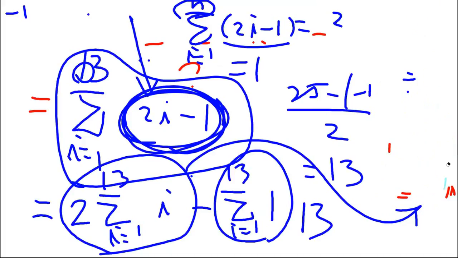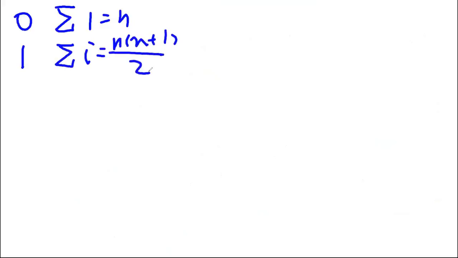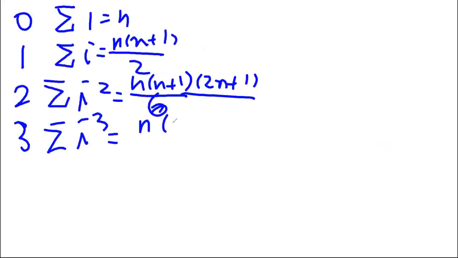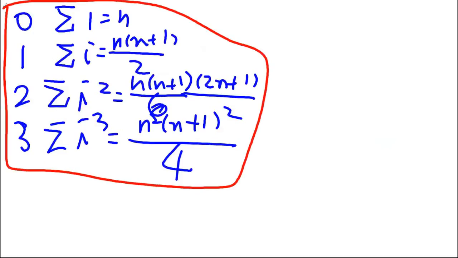So let me clean this. It's a little bit dirty here. Let me clean the whole thing. Okay, so now we have zeroth order: summation of 1 equals n. First order: summation of i equals n times n plus 1 divided by 2. Now, what's the second order, summation of i squared? You remember the equation? It's n times n plus 1 times 2n plus 1 divided by 6. What about summation of i cubed? It's actually n squared times n plus 1 squared divided by 4. These formulas you have to remember. But here, I'm going to teach you how to actually derive them. Has somebody taught you this or no?